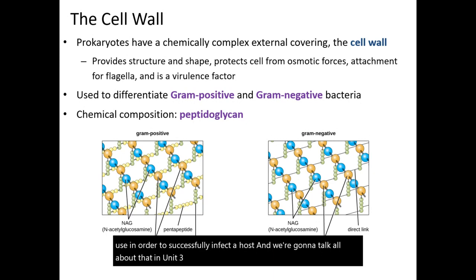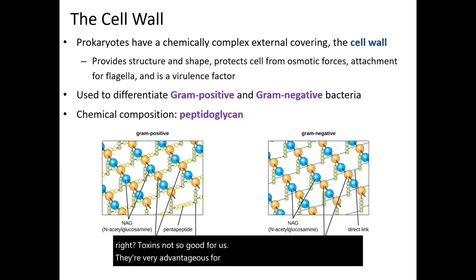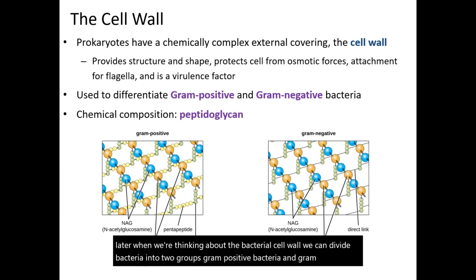The reason the cell wall can act as a virulence factor is because some cell walls come equipped with an endotoxin, right? Toxins, not so good for us, but very advantageous for a bacteria. So more on all of these things later. When we're thinking about the bacterial cell wall, we can divide bacteria into two groups, gram-positive bacteria and gram-negative bacteria. And it is the structure of the cell wall that dictates which group a bacteria belongs to.